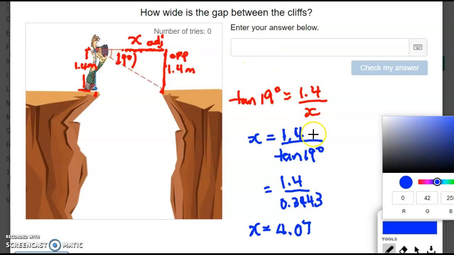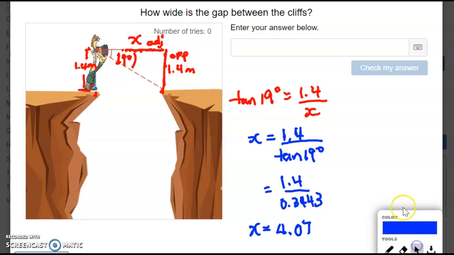But let me just write down 4.1 meters. Okay, so 4.1 meters. Now I can check my answer, and 4.1 meters looks about right to me. Okay, great. Then let's move on.